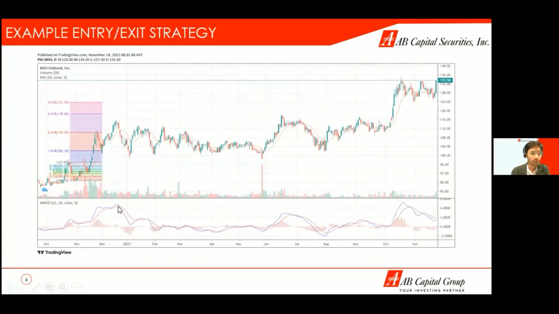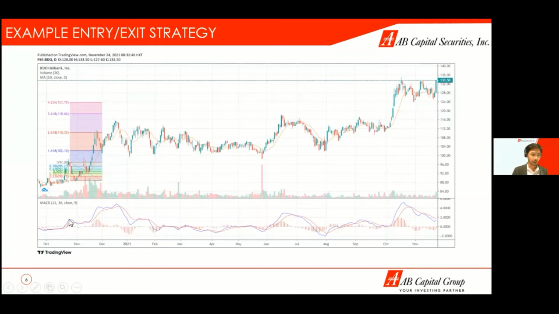So this is the same chart of BDO with different indicators. So you have the moving average. For those of you who are not familiar, it's an indicator that takes the average of the past n number of days. In this case, this is the 10-day moving average. So it takes the average of the past 10 days and it smooths out the line, so you don't get distracted by the up and down, and you have a general idea of the range of the trend. And then at the bottom, you have the MACD.